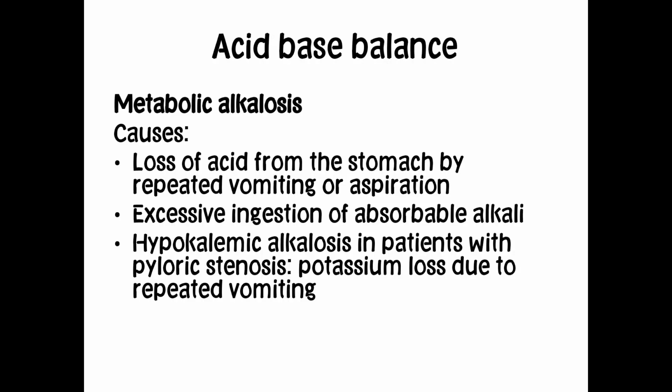So now we are going to discuss acid-base balance. Normal body pH is between 7.35 and 7.45, and metabolic alkalosis is when the body pH is above 7.45, and it is always caused by loss of acid from the stomach. That is maybe through increased vomiting or aspiration. It can also be caused by excessive ingestion of an absorbable alkali.